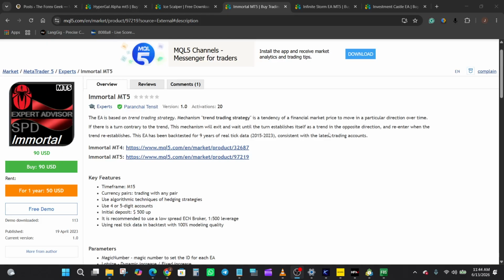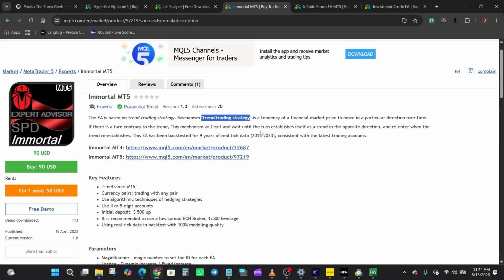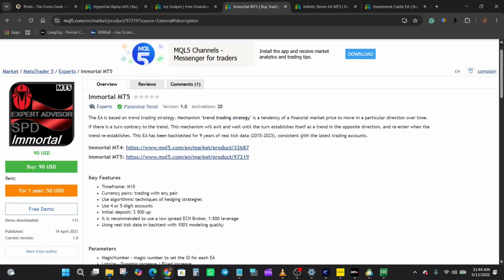Now, starting with the overview section, the developer explains that Immortal EA is based on a trend trading strategy. According to the description, the system is designed to follow established market trends and react when market direction changes. So if a move develops against the existing trend, the EA is designed to exit positions, wait for a new trend to establish itself, and then re-enter when that trend becomes confirmed.